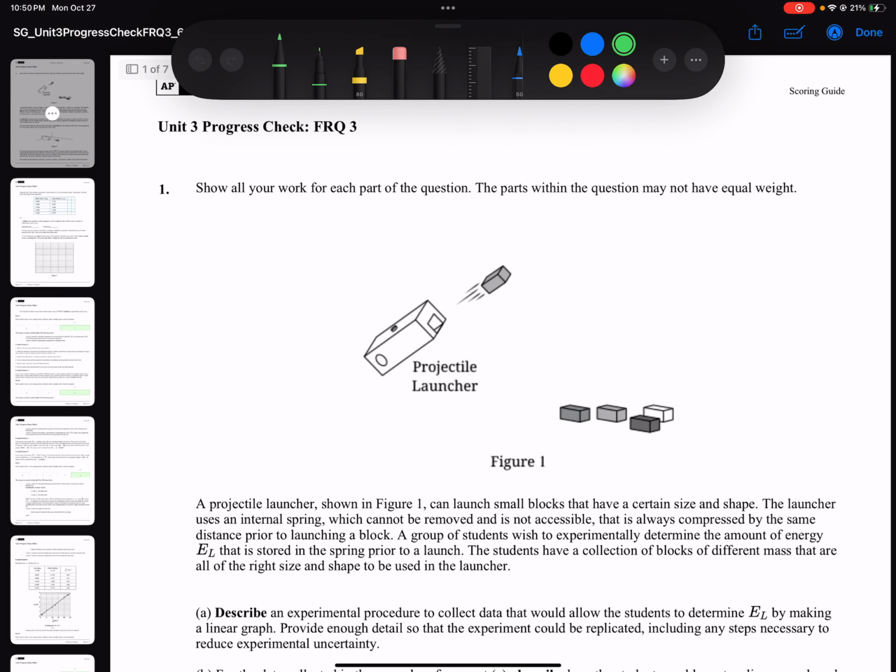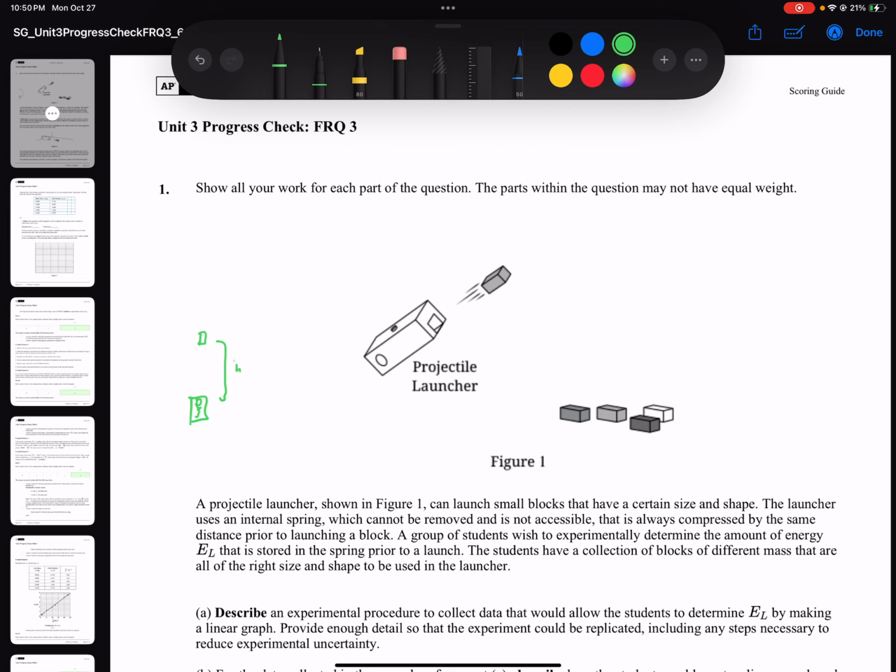All right. So just set up your projectile launcher like this, and you're going to load the blocks in. The spring's going to be compressed, and it's going to launch the blocks upward, right? So the block's going to get launched upward. It's going to reach some height h, right?